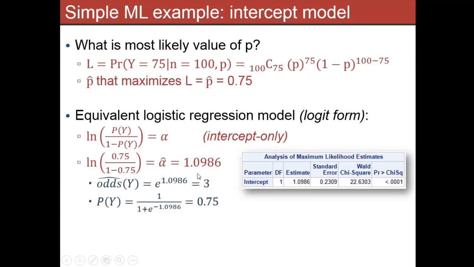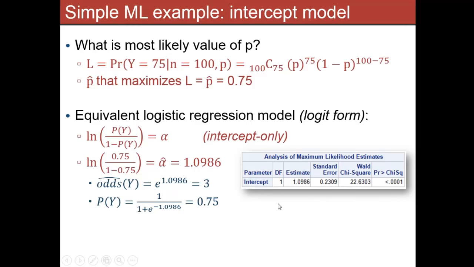And what you would get is P, this thing that we did before, 1 over 1 plus e to the minus 1.0986, which is equal to 0.75. Okay, so maybe it's a little circular. I kind of said it's going to be 0.75, and here it is, it's 0.75.